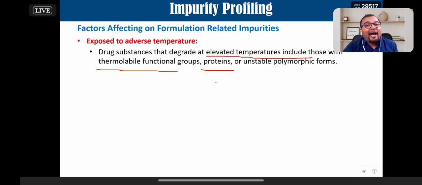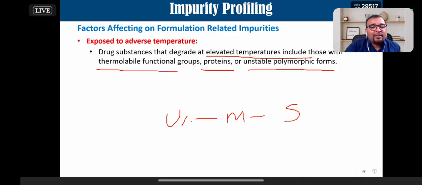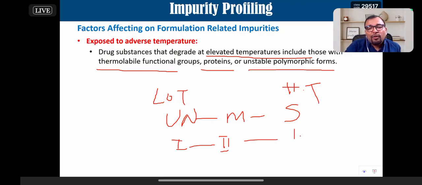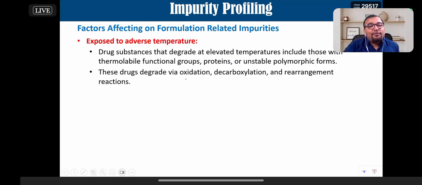You must have seen that the proteins are highly sensitive toward temperature, and there could be unstable polymorphic forms, right? Unstable polymorphic forms get transferred to metastable polymorph and then to the stable polymorph. So this can happen because of maybe a low temperature and this could be at high temperature. So high temperature can convert your form 1 to metastable form 2 and maybe from metastable to stable form 3, polymorph 3, right? And same is the protein. Protein gets denatured at high temperature, right? So high temperature is not good for some products. Now these drugs degrade via maybe oxidation, maybe because of decarboxylation, or maybe because of the rearrangement reaction.